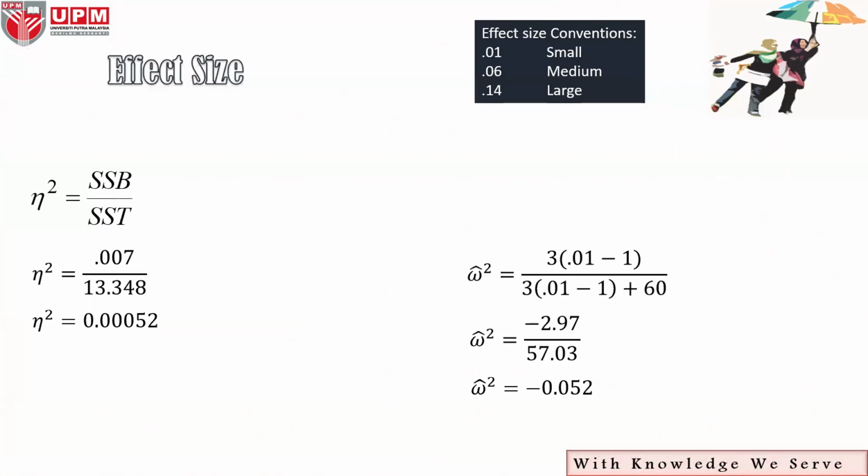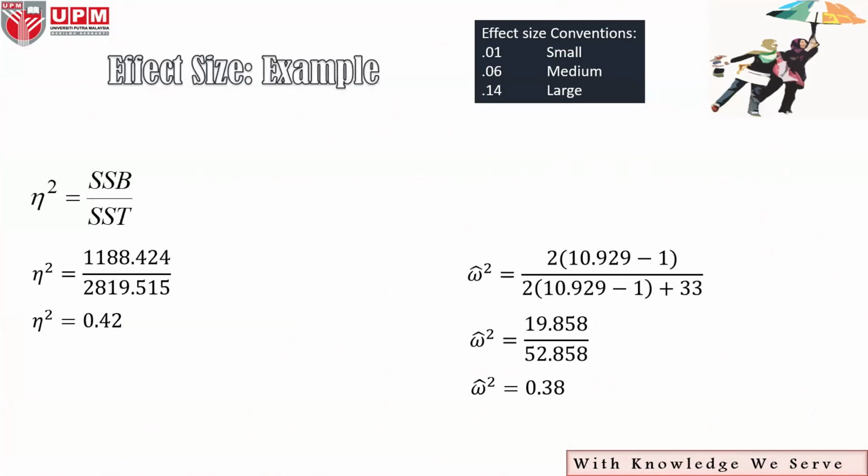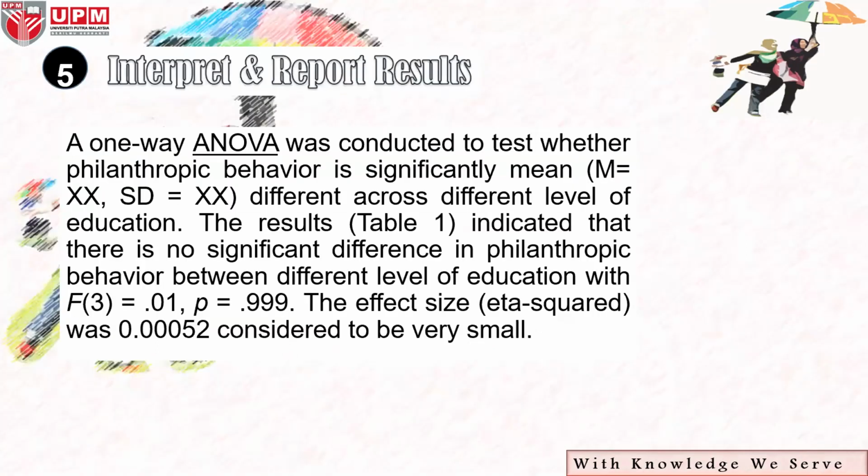Okay, then we can also report the effect size. Either we use the eta squared or omega squared. Okay, this is how to report the result.